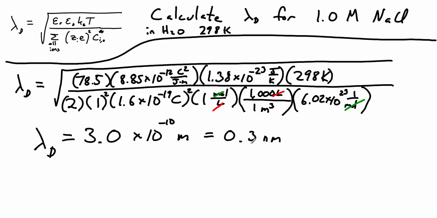We know that an ionic radius is hundreds of picometers, so this is just the size of a few ions. So when we have a short Debye distance, electrostatic effects don't extend out into the solution very far. On the other hand, if we had a long Debye distance, which we can see would be the case with a low concentration of salt, then electrostatic effects extend a great distance out into the solution.